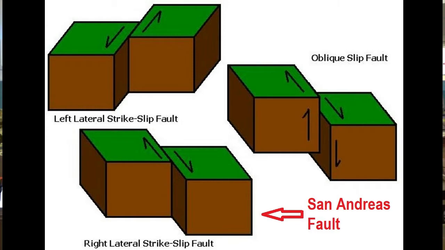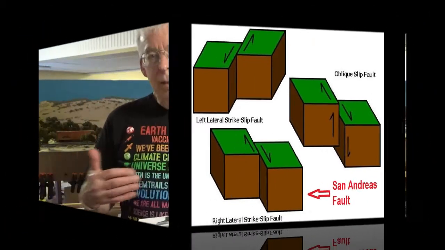These faults move laterally as opposed to vertically, and there's a locking action that occurs in faults when they move in that direction that causes them to build up energy, and earthquakes along lateral strike slip faults tend to be pretty severe because there's a lot of energy buildup.